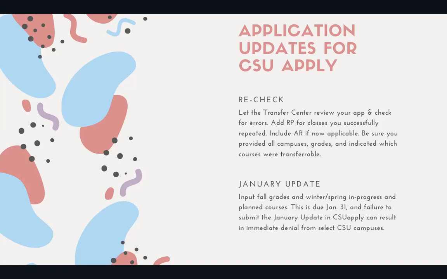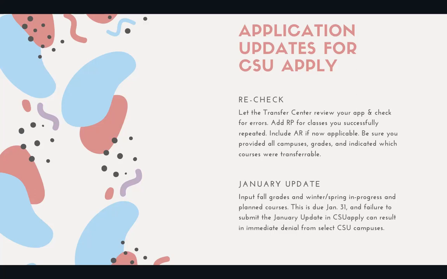And then the application updates for Cal State Apply. You want to make sure that you have somebody at the transfer center check with you just to make sure everything's perfect before you turn it in. If you repeated a class over fall, let's say I got a D in history in summer and then I repeated it in fall and got an A, I need to make sure that I take off the D in history from summer and change the D to an RP for repeat. I'm not going to erase the whole class. I'm just going to put that I repeated that class, and then I just leave my fall grade of an A for my history class that I passed.